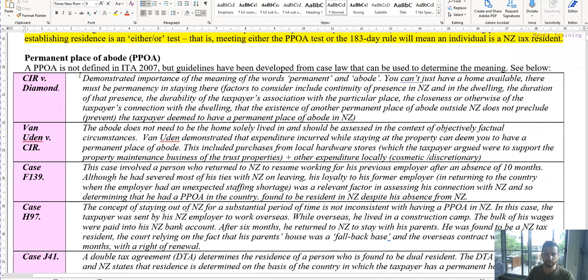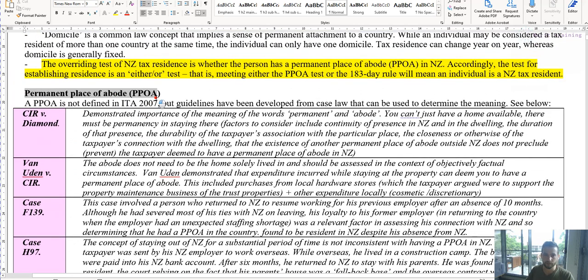So, as I mentioned before, case law is important. It's contributed a lot to the definition of what a PPOA is, because tax residency is quite a grey area, whereas some person might think they're a tax resident, whereas another person might not think they're a tax resident, and sometimes, it's a little bit grey.